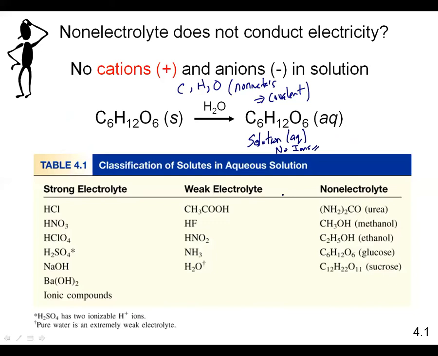So here's this table, not from your book, but you probably have a similar one. These are all strong electrolytes. So all these guys in this category 100% break apart into ions and will be very good conductors of electricity.